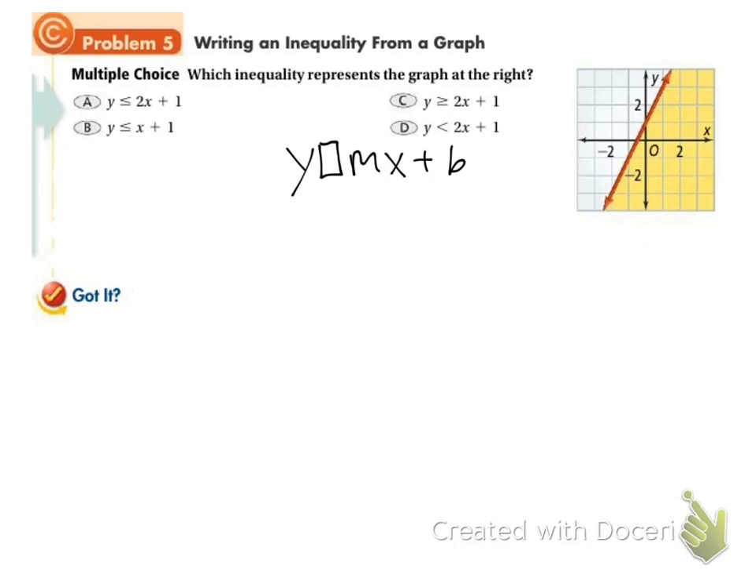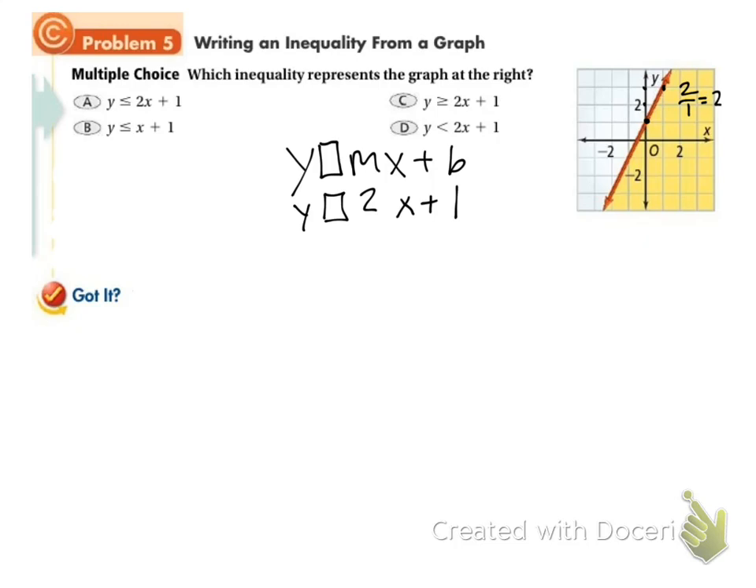So I'm going to look at my graph here. My b is my y-intercept, and it crosses my y-axis at 1. So b is 1. Then I'll figure out my slope. So I start at 1, I go up 2 to the right 1. So 2 over 1, which is just 2. So my slope is 2.